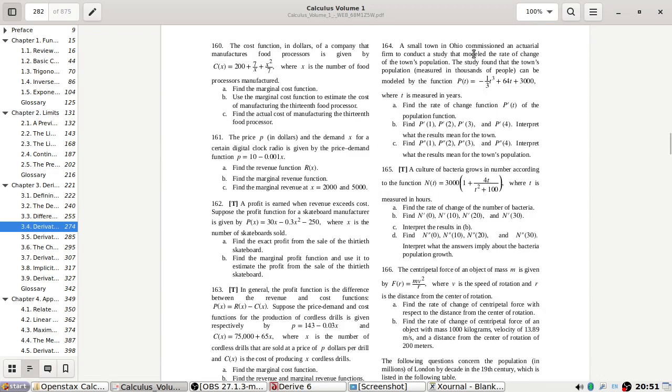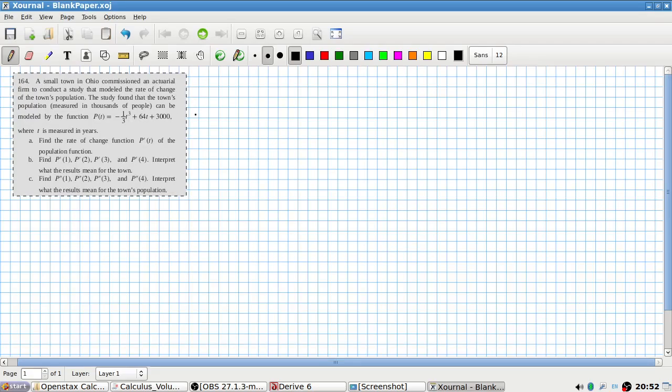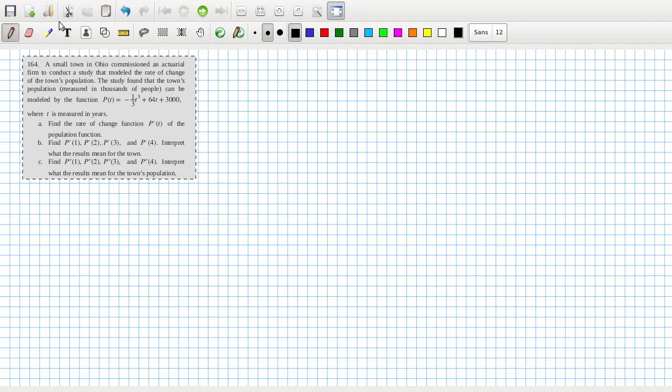A small town in Ohio commissioned an actuarial firm to conduct a study that modeled the rate of change of the town's population. The study found that the town's population measured in thousands can be modeled by that function, where t is years. Okay, I have it here already.